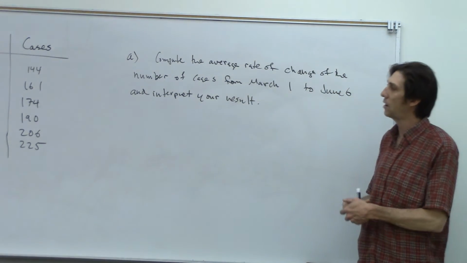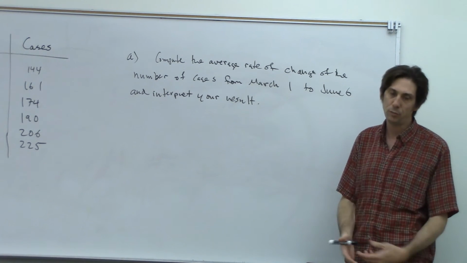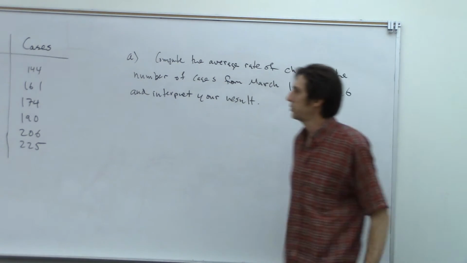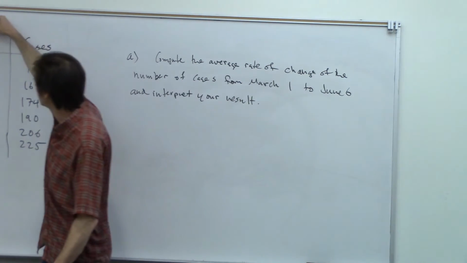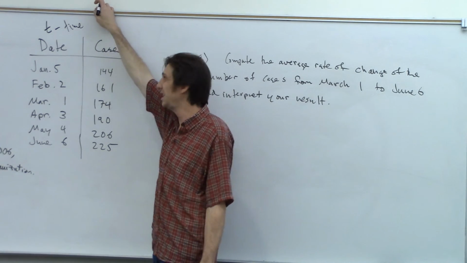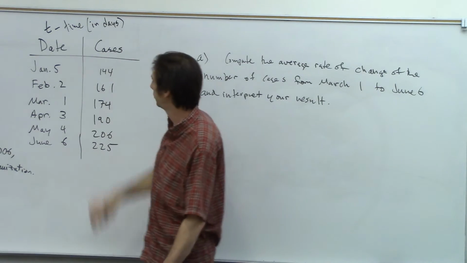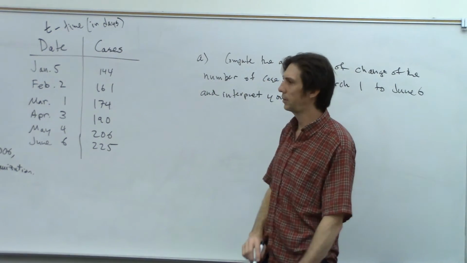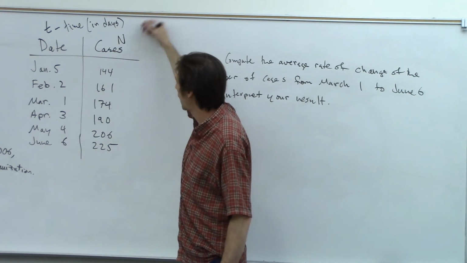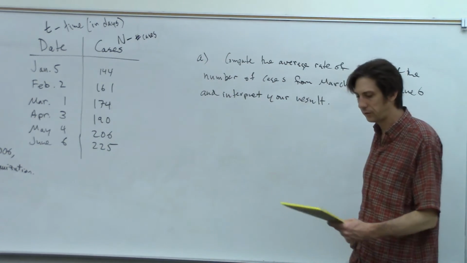I want to get a sense of how quickly the number of cases is changing with respect to time. Let me introduce some notation first. I'm going to think about time as being the variable t, and I'm going to measure time in days in this particular problem. I'll say a little bit more about that in a second. For the number of cases, I'm going to use the letter capital N, and that'll just be a whole number of cases.